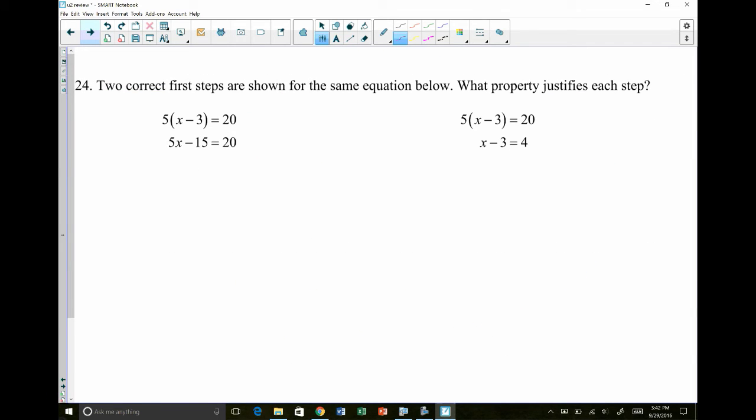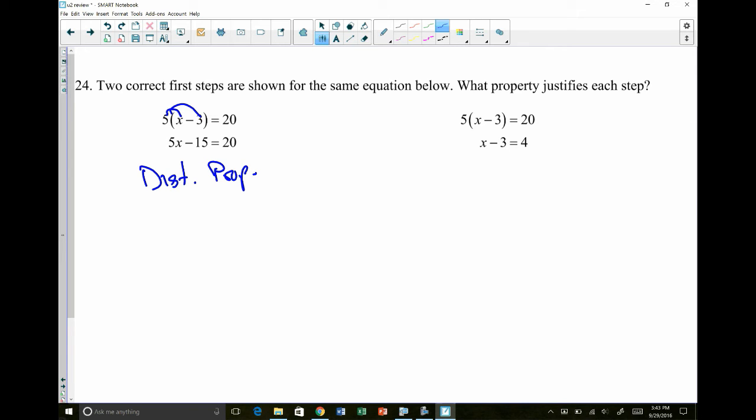Number 24. 2 correct first steps are shown for the same equation below. What property justifies each step? Well, let's look at this first one. I'm always starting with 5 times x minus 3 equals 20. Remember, choose your own adventure book here. I ended up with 5x minus 15 equals 20. What did I do? Oh, here I had to use the distributive property, because 5 times x minus 3 is equivalent to 5x minus 15.